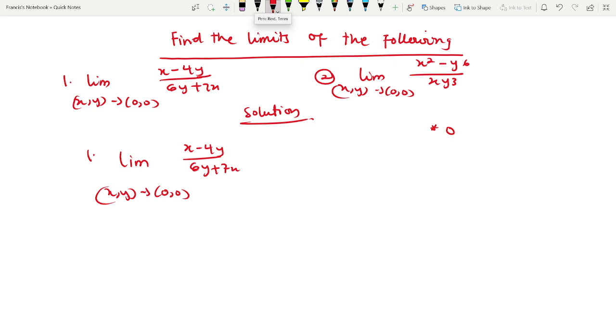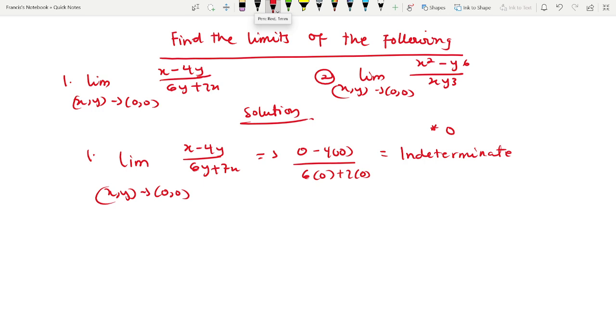So now, let me go straight to what you have here. This is a multivariable function, that is, it has two variables. So how do I find the limit? Normally, the first thing to do is to test your limit values. So straight away, put your limit values. You are going to get 0 minus 4 multiplying 0, all over 6 multiplying 0 plus 7 multiplying 0. So this will give you something indeterminate, meaning you can't determine it. We need some confirmatory test before we can go ahead to say the limit of this particular expression.